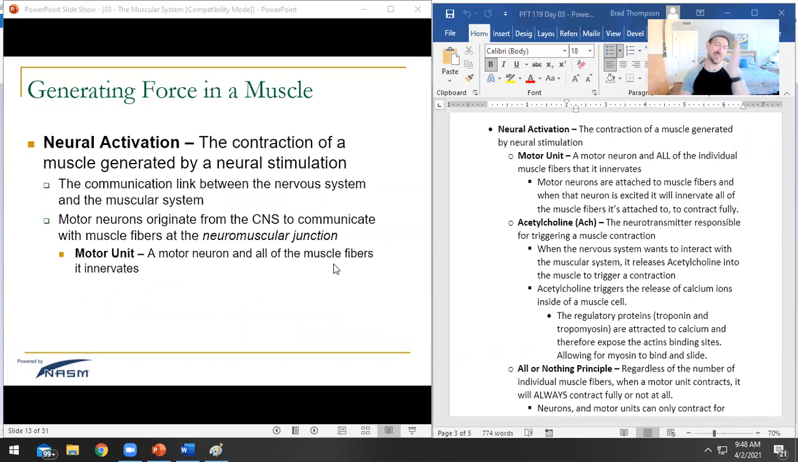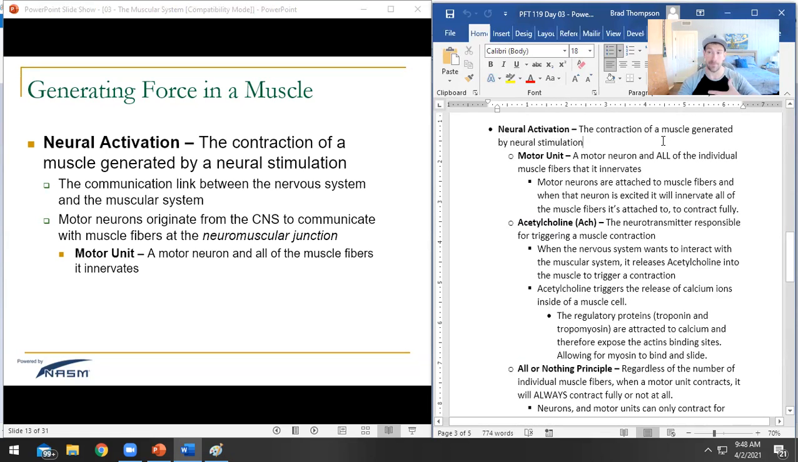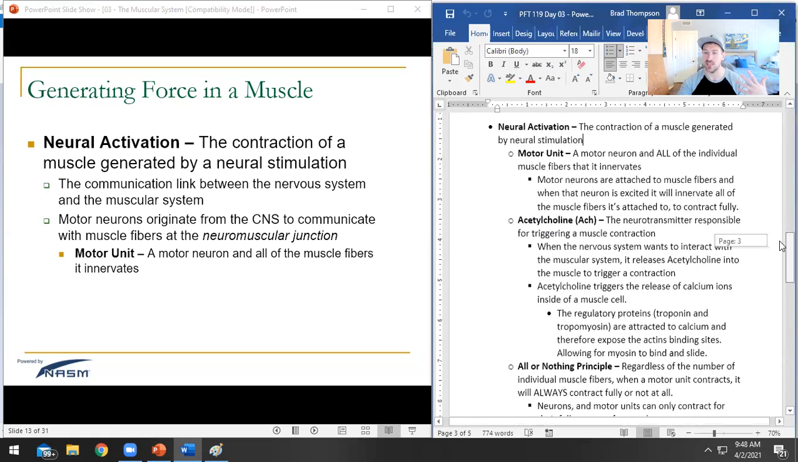But anyway, so let's look at generating force within our muscles. Now let's talk about actually contracting our muscles. Remember, we said those are all the components inside of a muscle cell. Well, that muscle cell won't do any of that unless it's told to by your nervous system. So how does our nervous system tell our muscular system to do its stuff? Well, that is a term we call neural activation, which is the contraction of a muscle generated by neural stimulation. So your nervous system tells your muscular system to do the sliding.